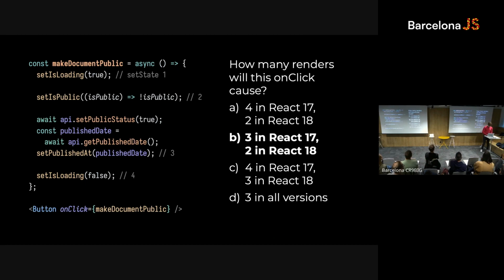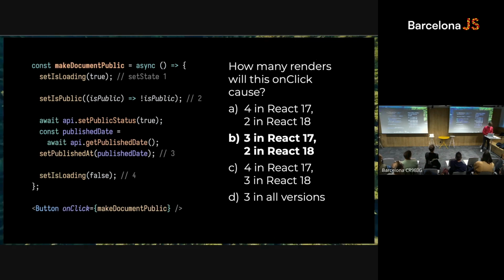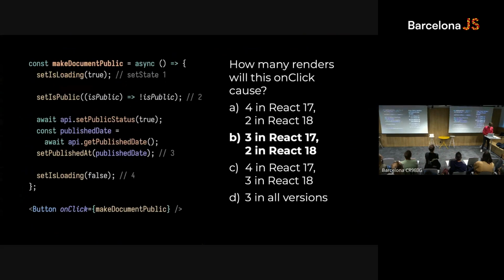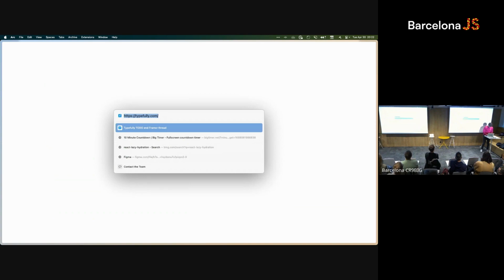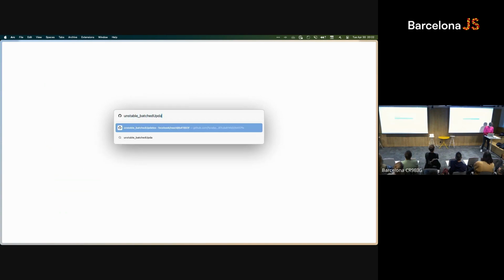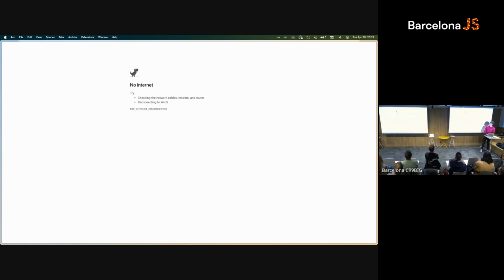Something that you could do in earlier versions of React is you could import. I do not, sorry, I'm next display. Does this work? Yes, this works. You could import unstable batched updates from React DOM. It does not work.